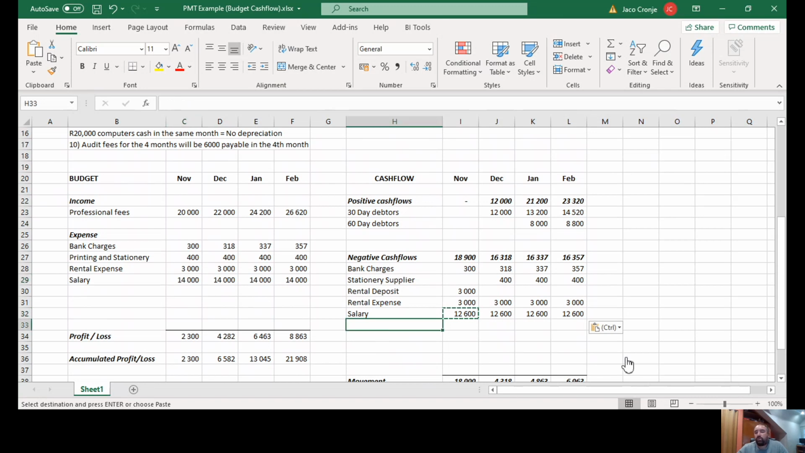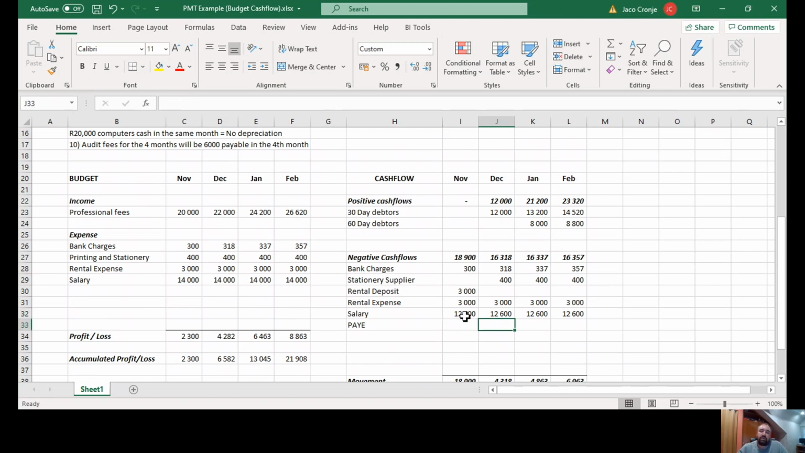So what's the rule with PAYE? That also needs to be paid over to SARS, so it will definitely have a negative cash outflow. So I'm going to put PAYE there. But now the question is, when do I pay that? Do I pay that in the month where I pay the employee? And the answer is no. I have to pay PAYE by the 7th of the next month.